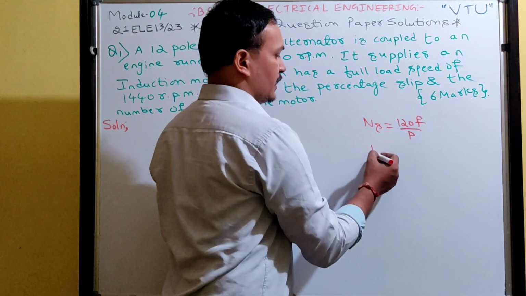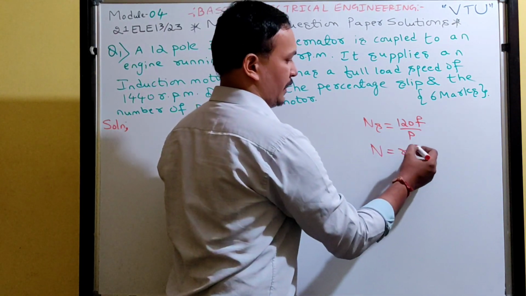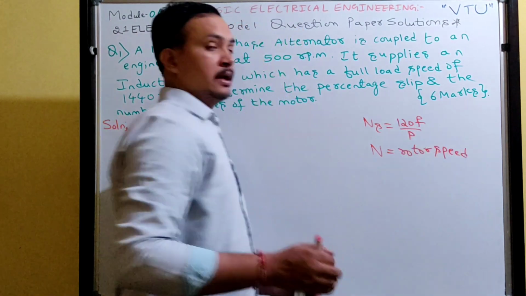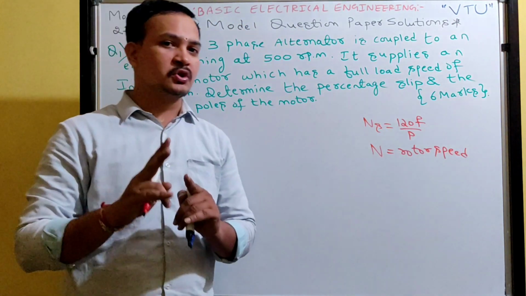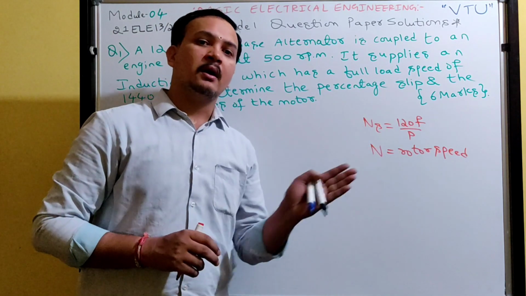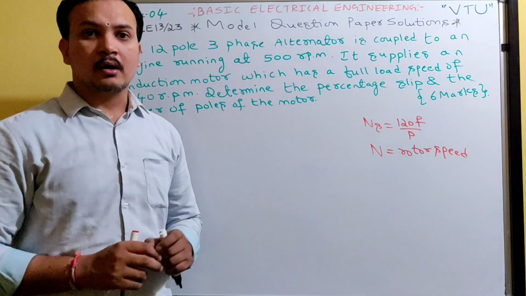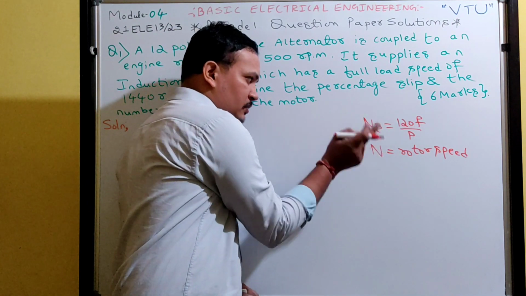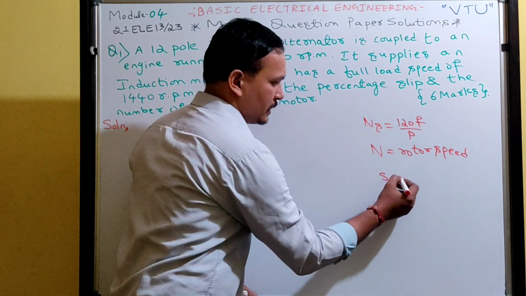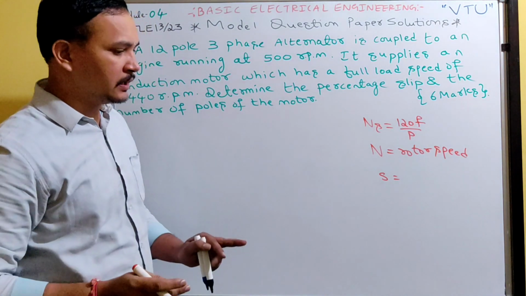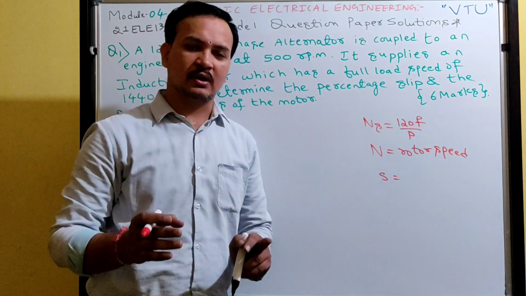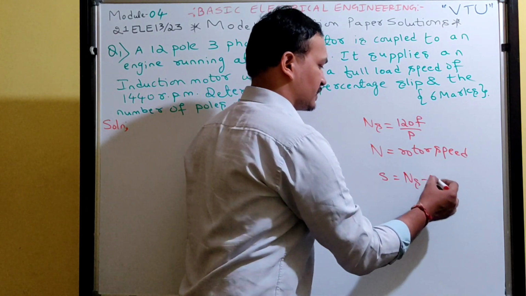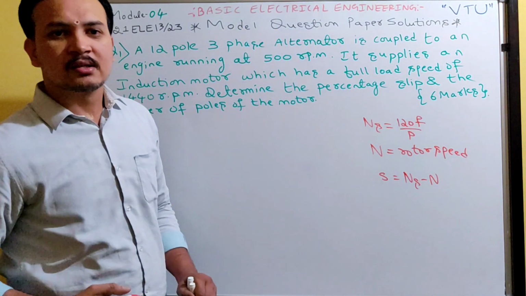Another speed is called rotor speed. Induction motor runs at 2 speeds: one is called synchronous speed and another one is rotor speed. The difference between synchronous speed and rotor speed is called slip. In theory they will ask you to define slip. You should define it like this: the difference between Ns minus N is called slip.